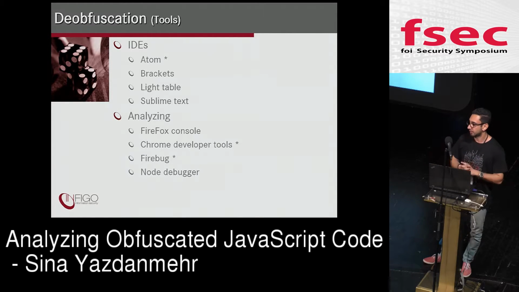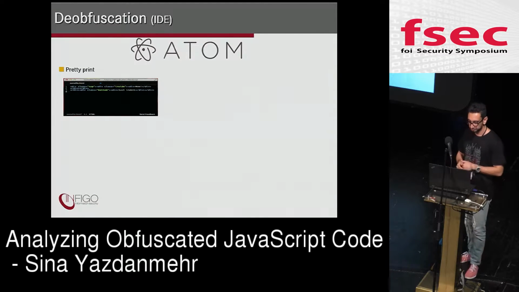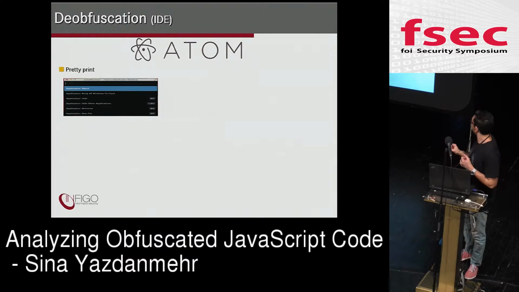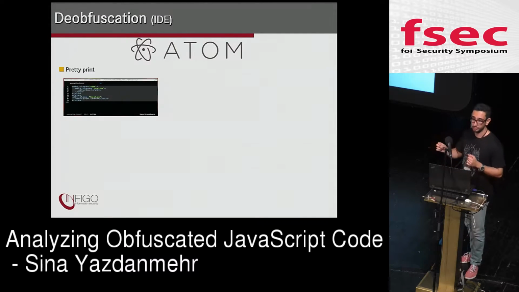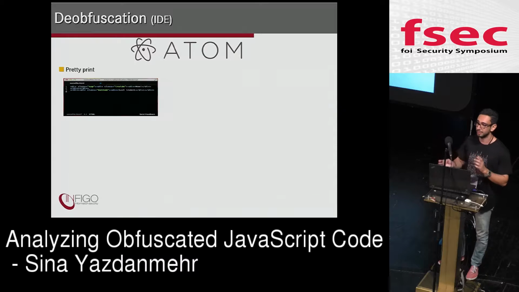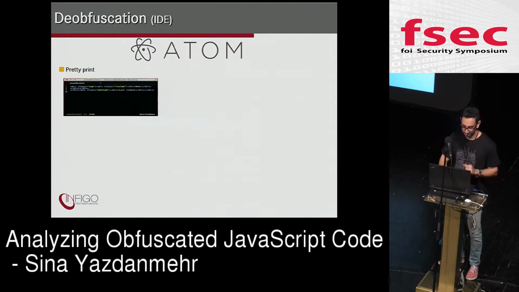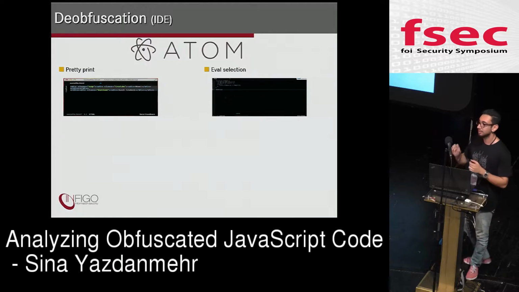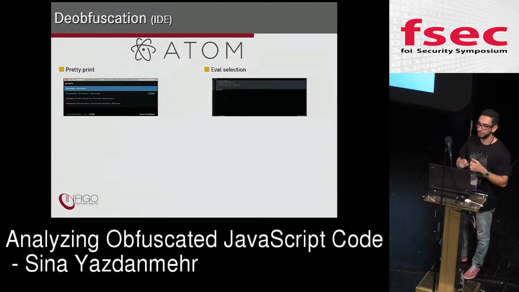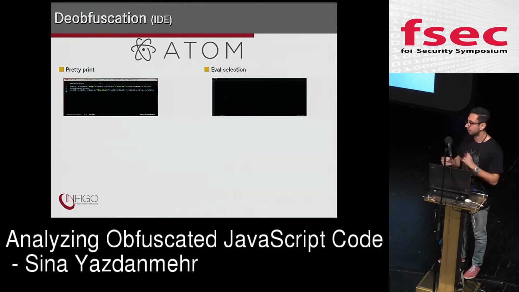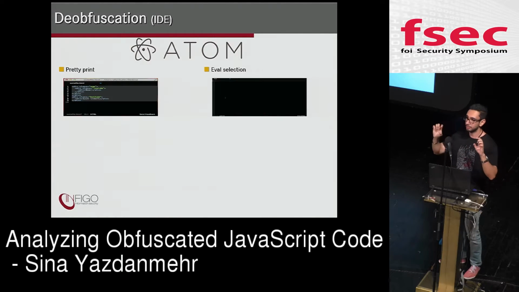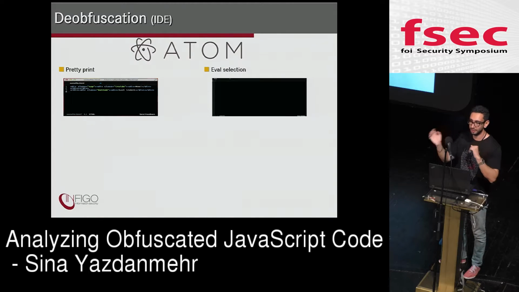I would rather use Firebug, but if you want to use Chrome, Google Developer Tools is a really powerful tool for this matter. Atom provides you pretty-print without any package. You can just right-click and pretty-print it. Eval selection is for analyzing code flow.